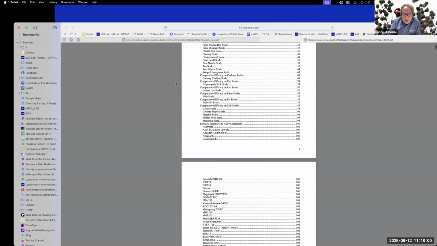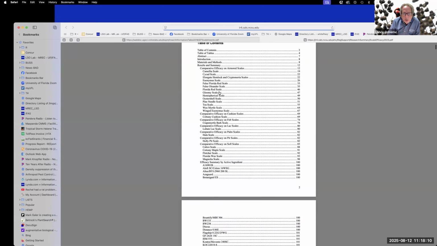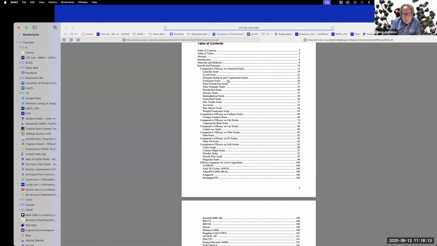And then there are certain scales in here that they've tested these materials on. There are soft scales, pit scales, palm scales. The one we're most interested in, in the group of armored scales, is the T scale, which is a close relative of the palm scale, or not palm scale, the Phantasma scale. When you look at the results for T scale, we have the same scientist, the same population of scales that he used to infest the crop, and generally the same crop.